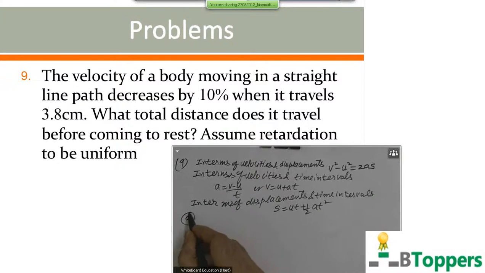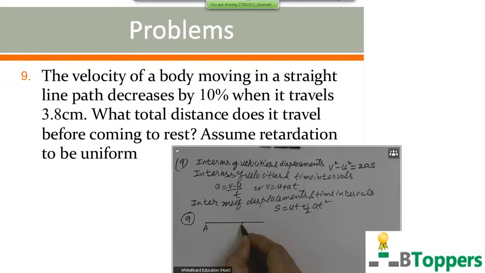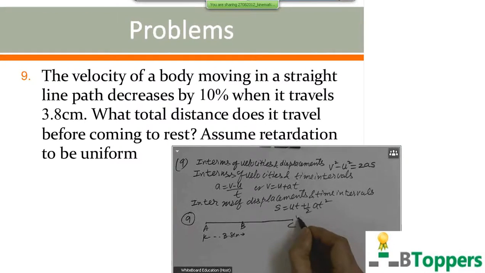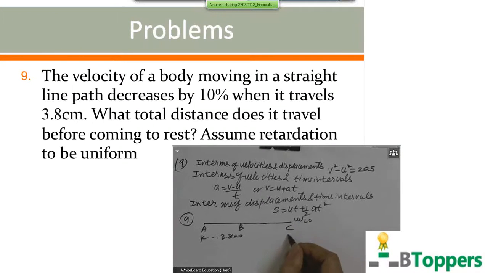Now I will come to the problem I have shown you on the screen. That is problem number 9. The velocity of a body moving in a straight line path decreases by 10% when it travels 3.8 centimeters. Let the body travel from A to B in the first 3.8 centimeter. Let us suppose the body comes to rest at the point C. That means velocity becomes 0 at C. You have to find the distance covered from A to C.